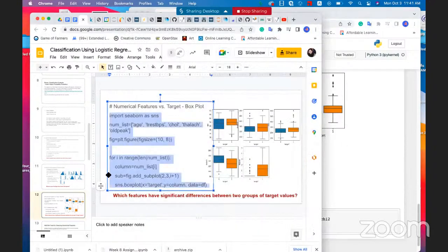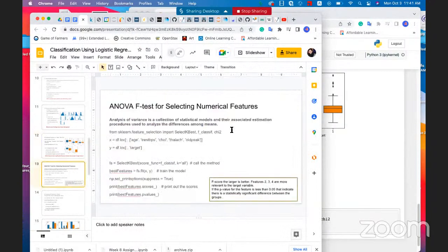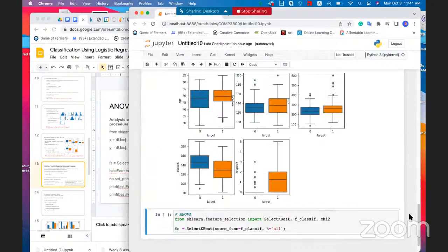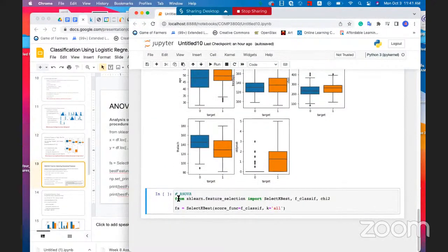So with the ANOVA test, you simply run this. This is a new library and a new method we use, called select k-best. Here you can build a model with this method, and there are two parameters. One is the function you will use, and for the ANOVA test, you use the F classification, F test. And K means how many features you want to select.